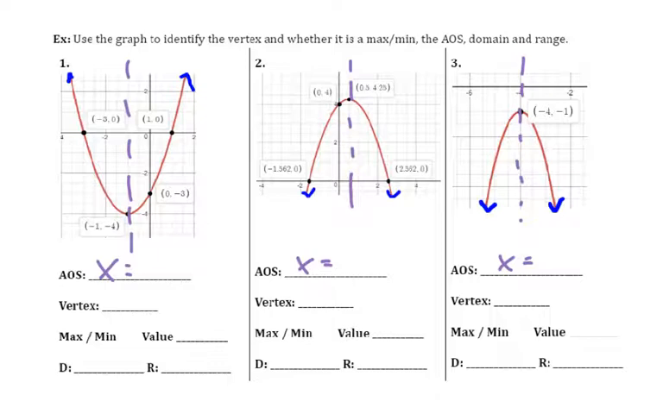So go ahead on each of those problems where it says axis of symmetry, write x equals. If you just write a number, then you're not actually telling me what the axis of symmetry is because it's a line, it's an axis. It has to be written as x equals.